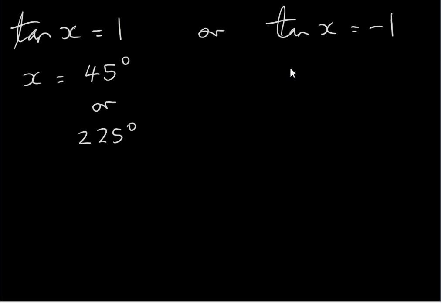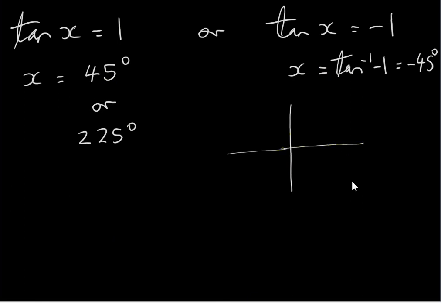Now let's solve this one here. Inverse tan of minus 1. Now my calculator gives an answer of minus 45 degrees. So what does that mean? Well, we have to consider the CAST rule to make sense of this. So we're interested in the quadrants for which the tan function is negative. So what two quadrants are they? Well, it's the S quadrant and the C quadrant.